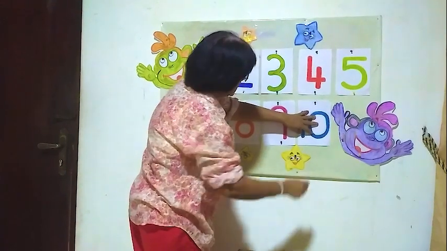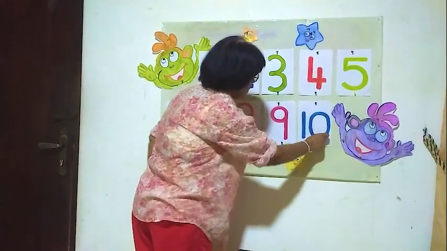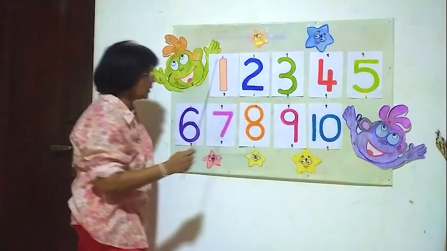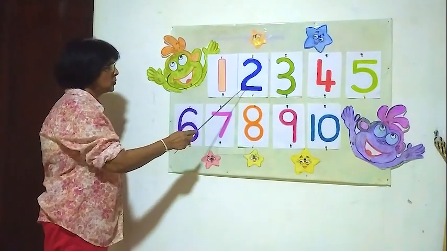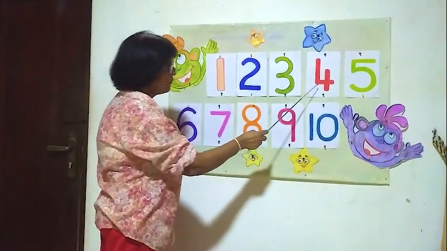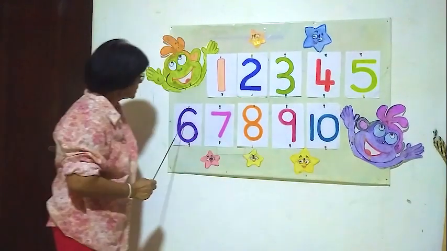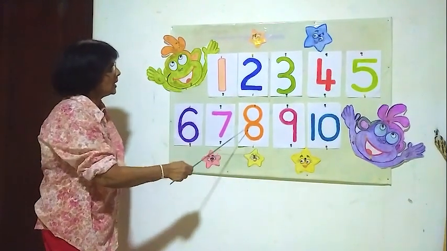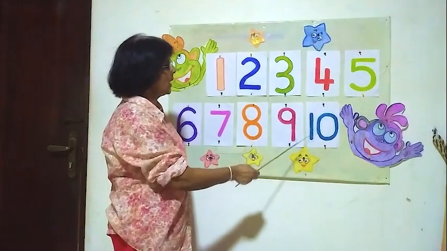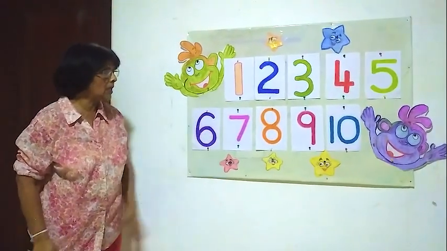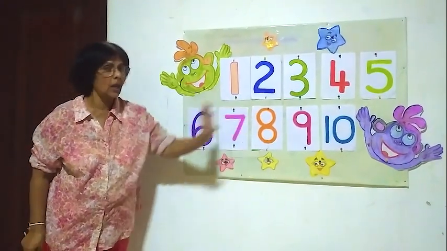Now you learn all the numbers from 1 to 10. 1, 2, 3, 4, 5, 6, 7, 8, 9, 10. All the numbers are in order from 1 to 10.